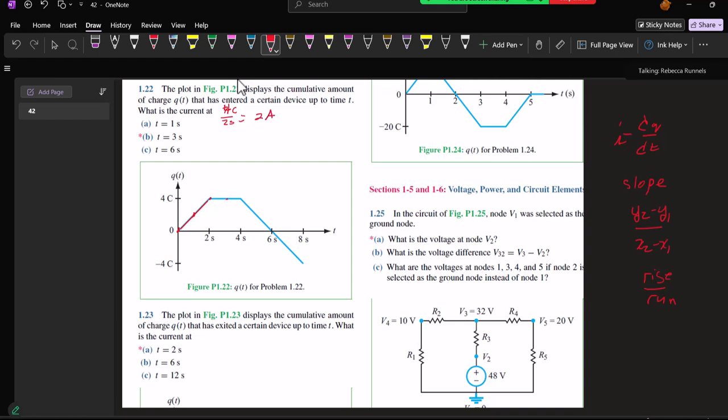At 3 seconds, I've got a horizontal line that has slope 0, so that's 0 amps. At 6 seconds, I can see that from 4 to 6 seconds, I go down minus 4 coulombs over 2 seconds, so that gives me minus 2 amps. So to get the current from a graph of charge, you just find the slope.